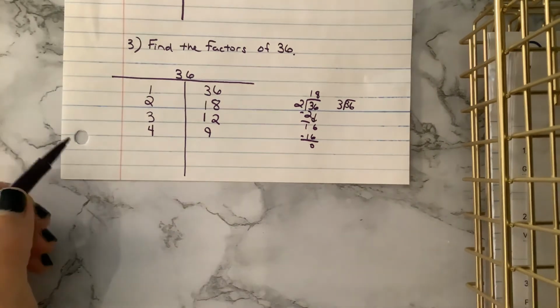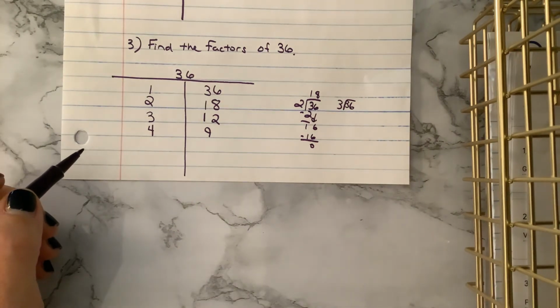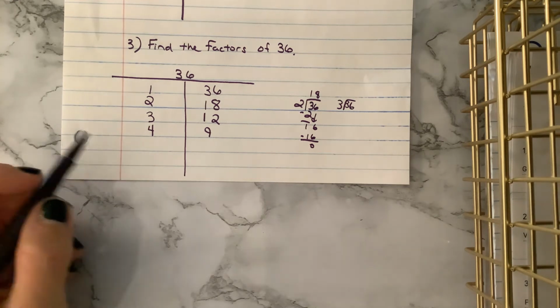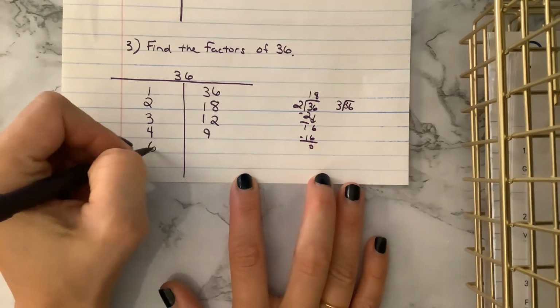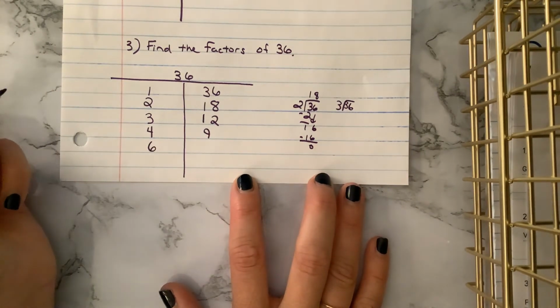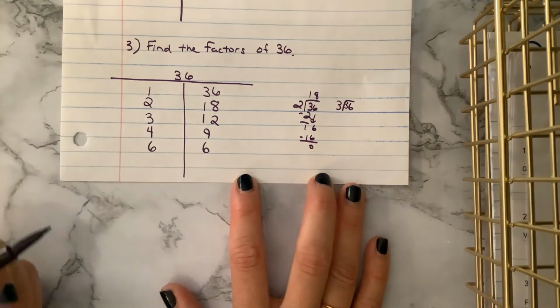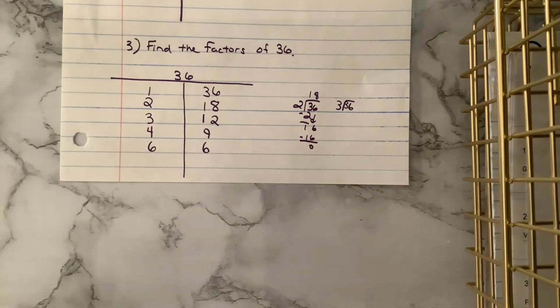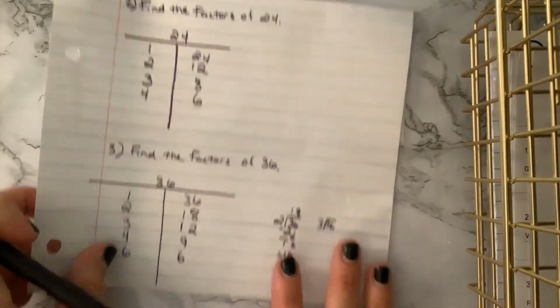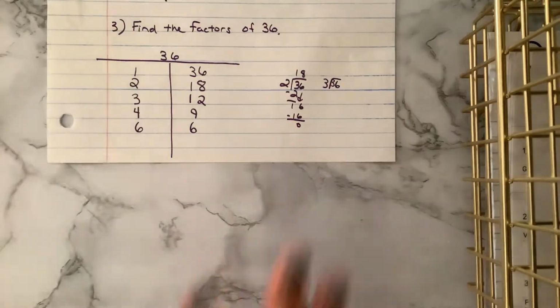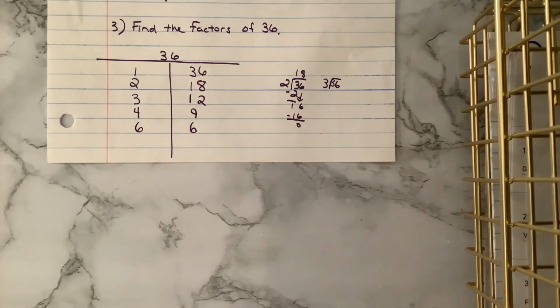Next we check 6. Is 36 divisible by 6? The answer is yes. What is the factor pair? 6 times 6 is 36. Okay, we actually didn't list these here. We probably should have. So this is a good time to notice, right? So we've met back in the middle.